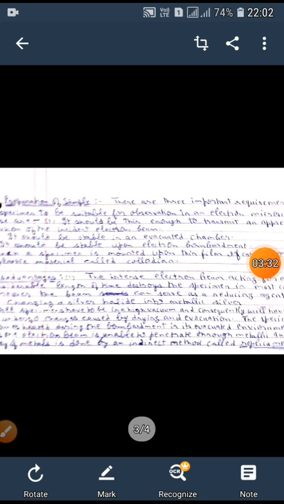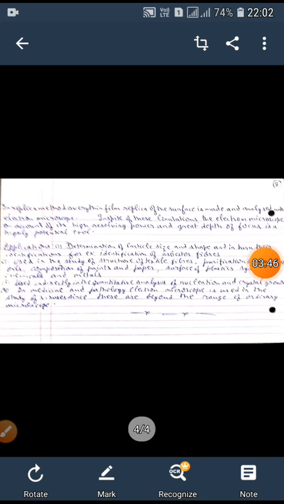Another disadvantage is that as the electron beam is unable to penetrate through a metallic surface, the study of metals is done by an indirect method called the replica method. In the replica method, a very thin film replica of the surface is made and analyzed with the electron microscope. In spite of these limitations, the electron microscope, on account of its high resolving power and great depth of focus, is a highly potential tool.